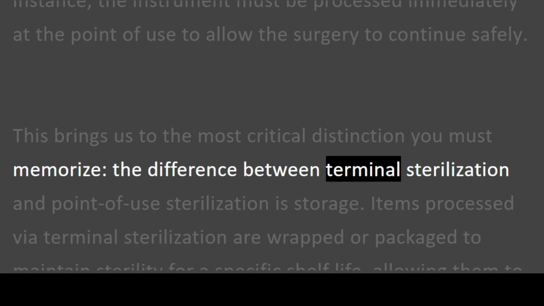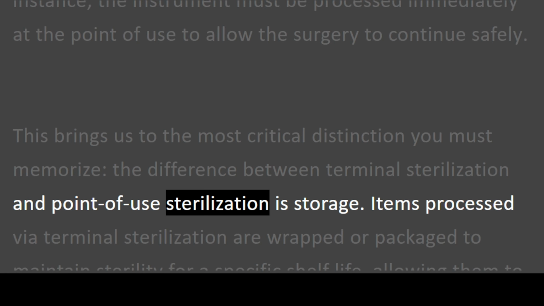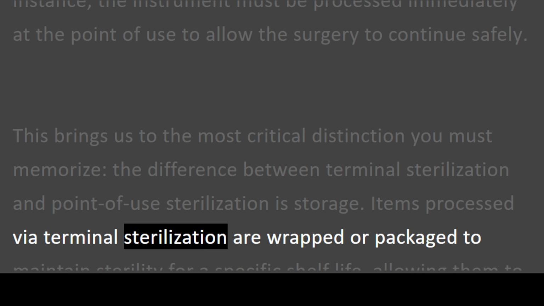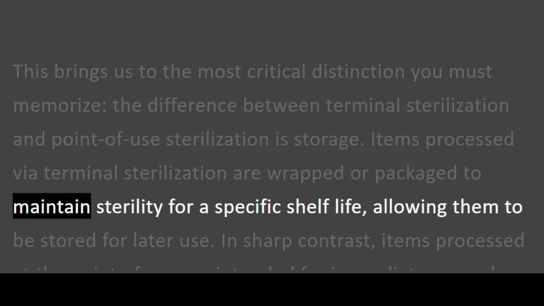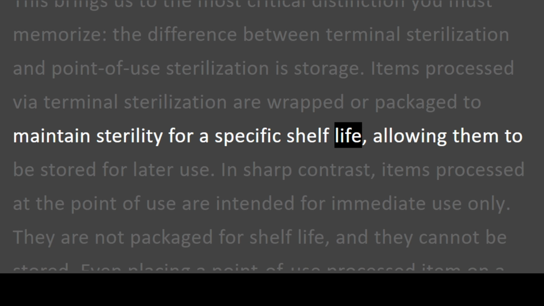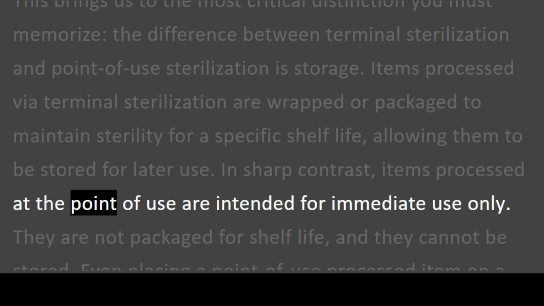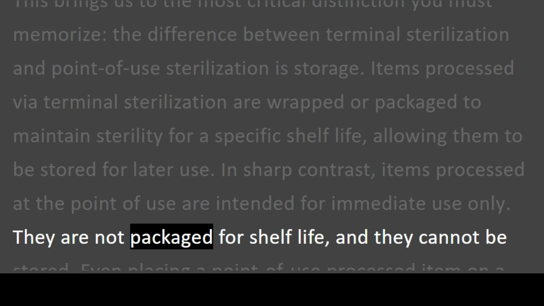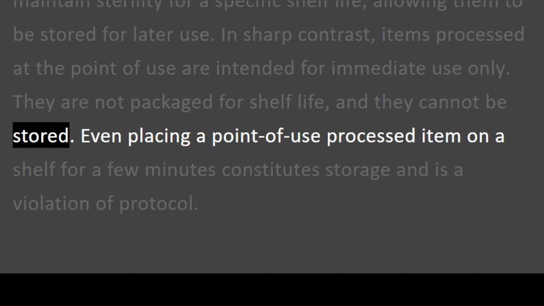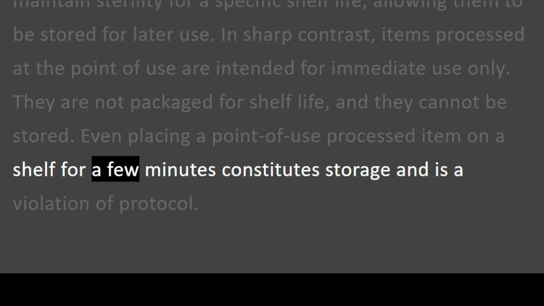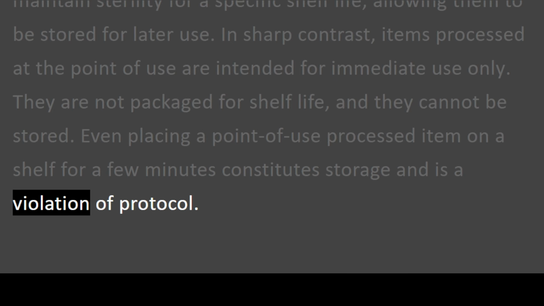The difference between terminal sterilization and point-of-use sterilization is storage. Items processed via terminal sterilization are wrapped or packaged to maintain sterility for a specific shelf life, allowing them to be stored for later use. In sharp contrast, items processed at the point of use are intended for immediate use only. They are not packaged for shelf life, and they cannot be stored. Even placing a point-of-use processed item on a shelf for a few minutes constitutes storage and is a violation of protocol.